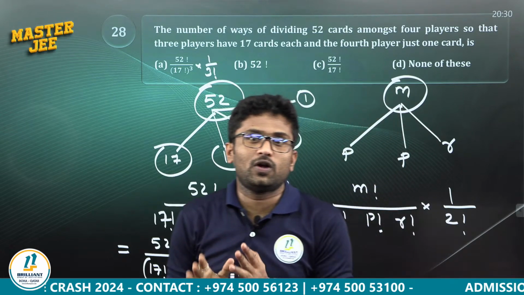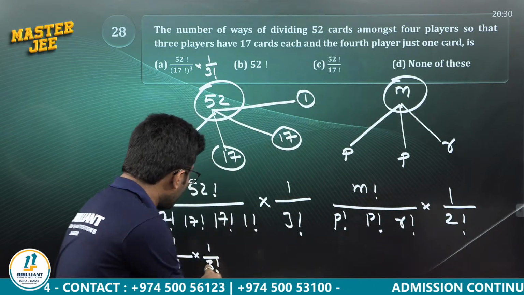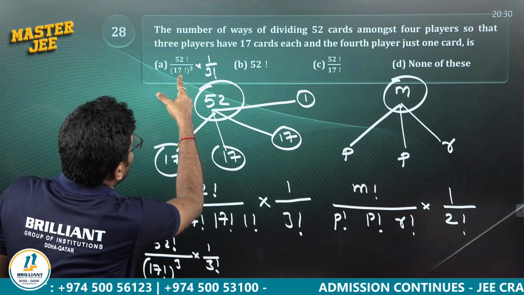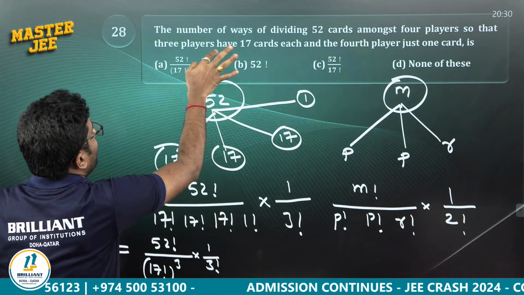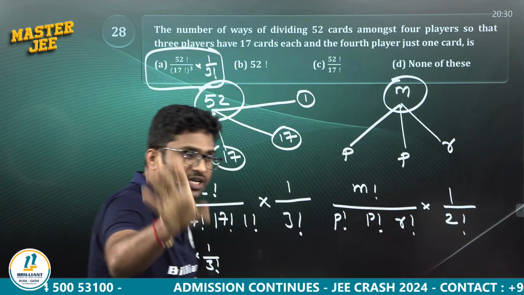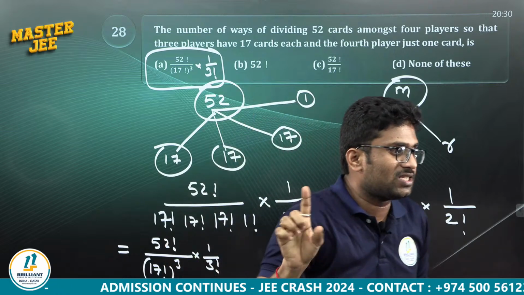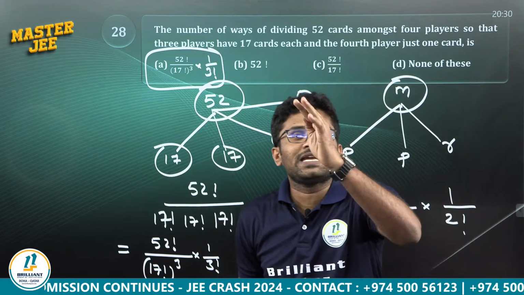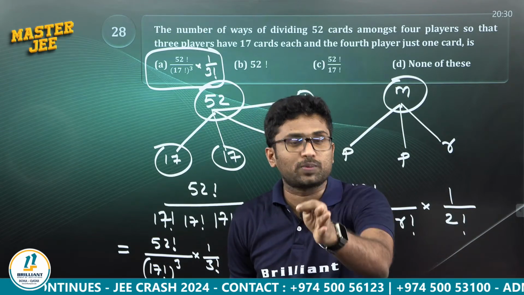Guys, are you able to follow, friends? Are you able to understand? It is not 52 factorial by 17 factorial whole cube; into 1 by 3 factorial has to be there. This is option A, and that is a small change in option A, friends. How many persons are getting equal groups?